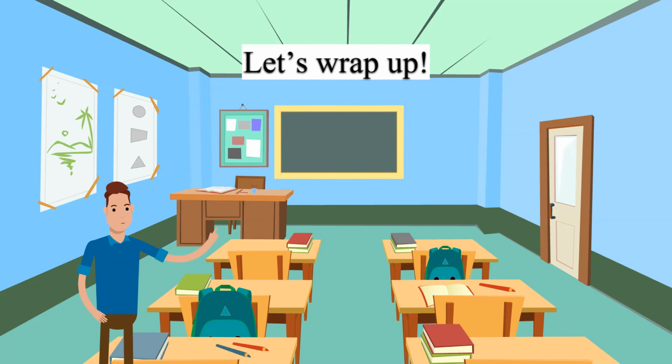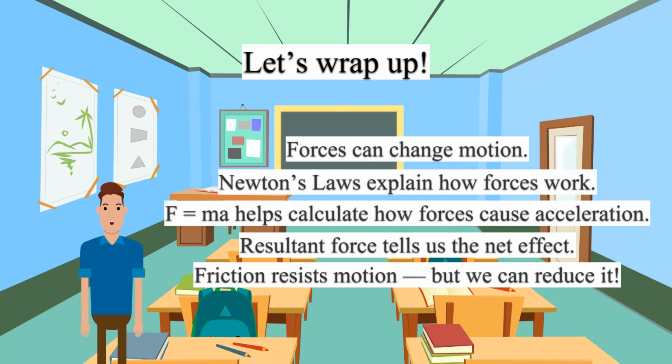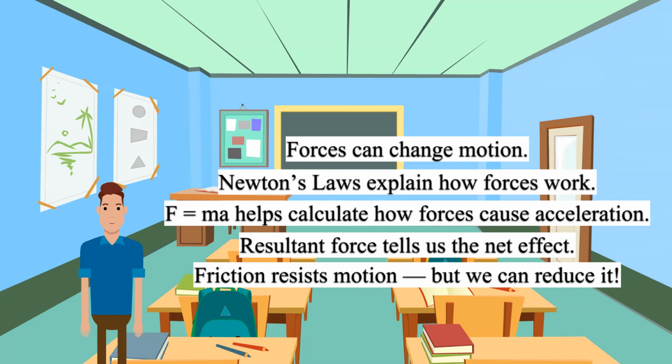So, let's wrap up. Forces can change motion. Newton's laws explain how forces work. Force equals mass times acceleration helps calculate how forces cause acceleration. Resultant force tells us the net effect. Friction resists motion, but we can reduce it.